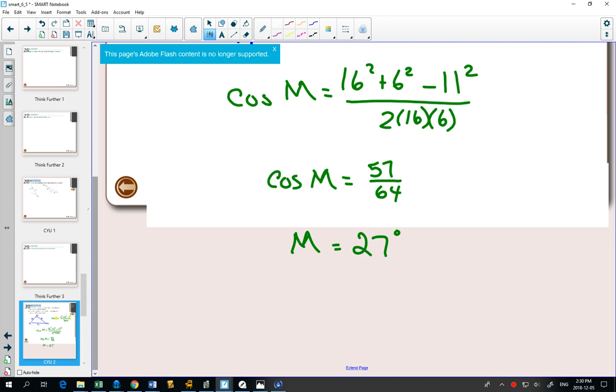Cos is positive, right? According to the CAST rule, it should be in quadrant 1 and quadrant 4. But because we're dealing with a triangle, where the angles have to add up to 180 degrees, anything in quadrant 4 wouldn't make sense. So that's why the cosine law doesn't have an ambiguous case in the same way that the sine law does, because only one answer is going to make sense, and that's the 27 degrees.